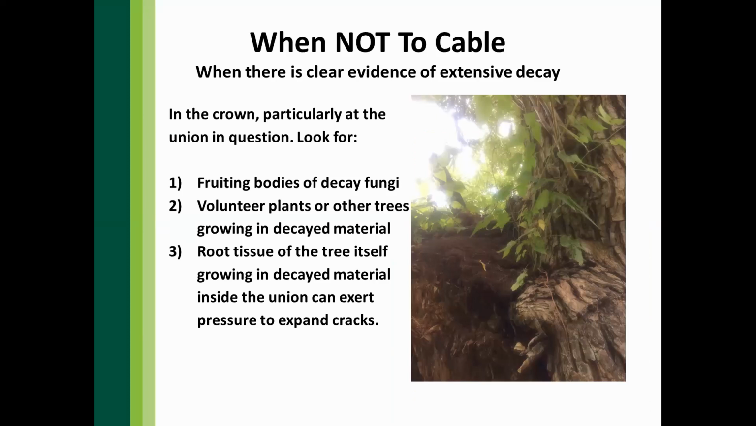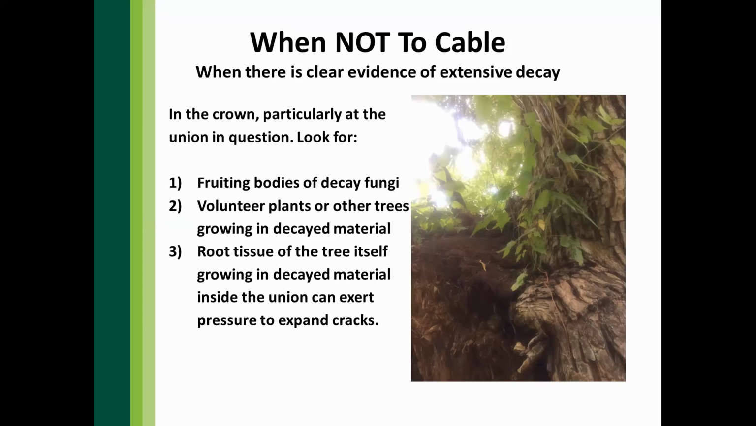Or clear evidence of decay in the crown, particularly at the union in question. This is a picture I just caught in Minnetonka at Big Willow Park on Friday afternoon, where you've got other trees or weeds or stuff growing from within the union. That's a pretty clear indicator. Like, there's so much spongy, composty, decay stuff in there that plants and stuff are growing out of there. Good indicator stuff's not going on very well inside that union.